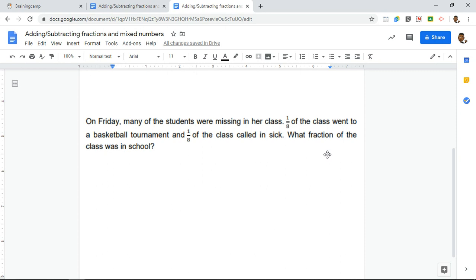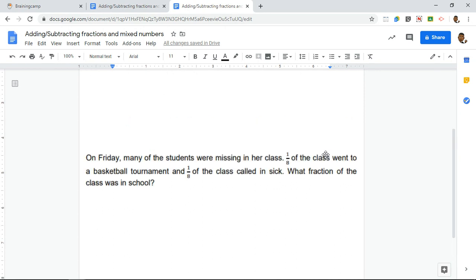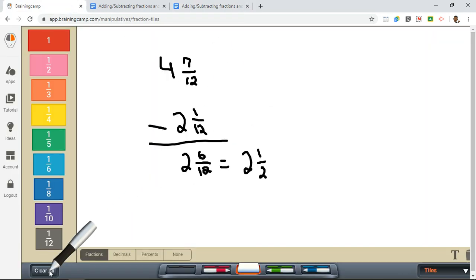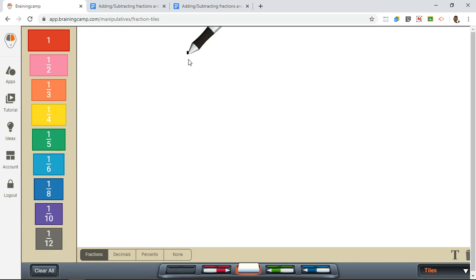Well, again, let's go back and read it. On Friday, many of the students were missing in her class. 1/8 of the class went to a basketball tournament, and 1/8 of the class called in sick. So which means this fraction and this fraction, they were not there. And the question they're asking is what fraction of the class was in school or was there? So we got to figure that out. Well, 1/8, again, let's clear this out. 1/8 plus 1/8 is, of course, you guessed it, 2/8.